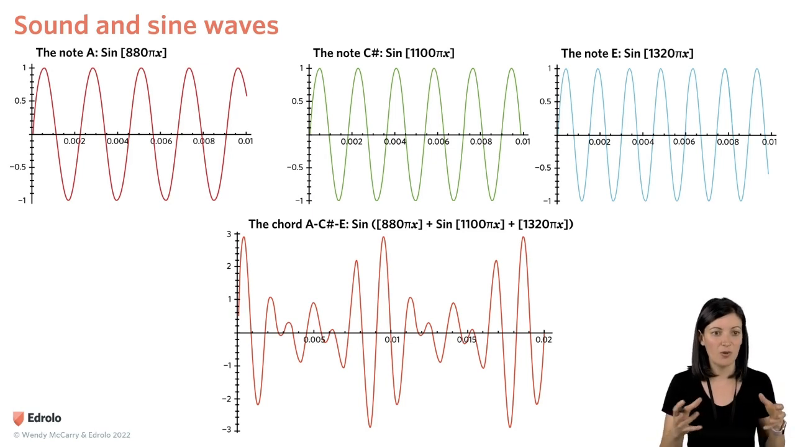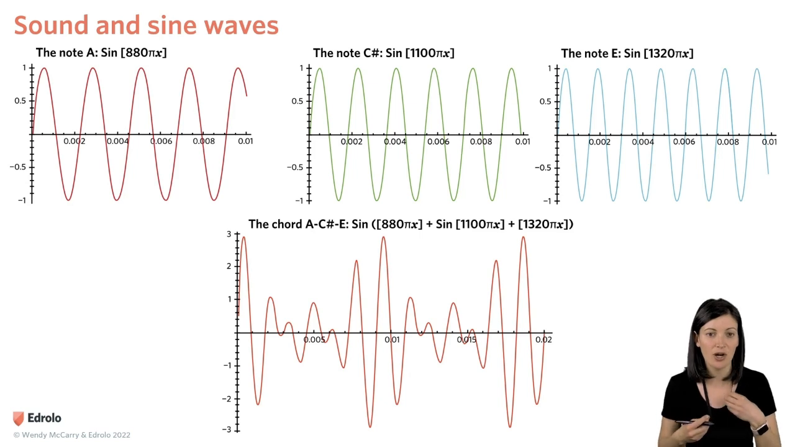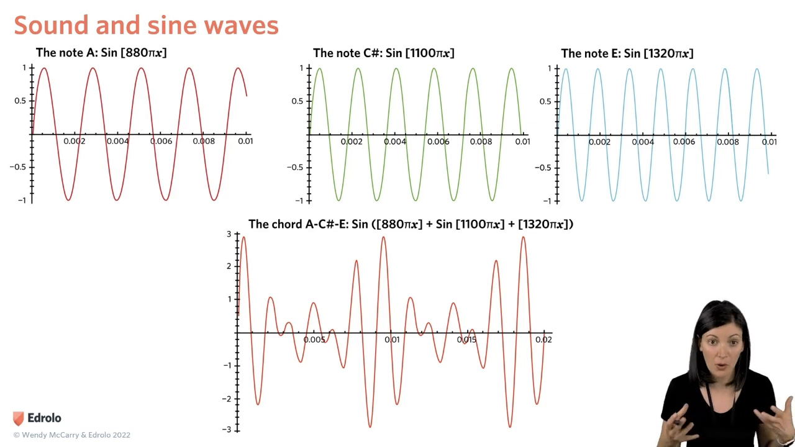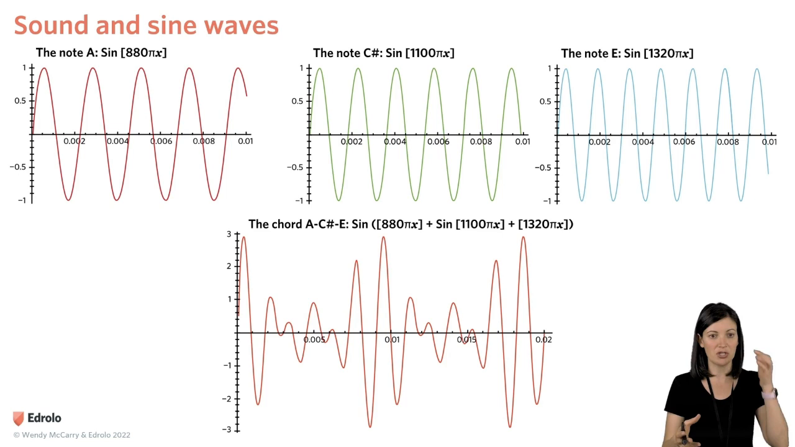So what I've got here for you are the sine waves that represent the note A, the note C sharp, and the note E. But if you know anything about music, you know that you're probably not always playing these notes in isolation. You might play chords. So if we put all three of those notes together, we get that crazy looking function at the bottom there.